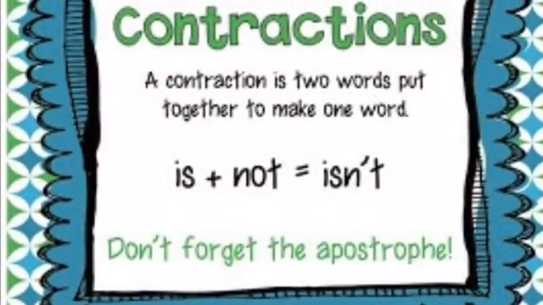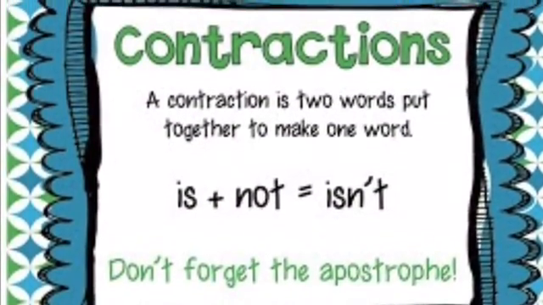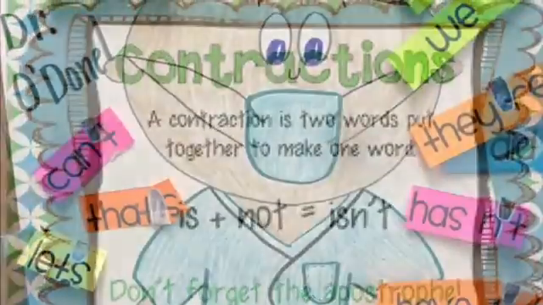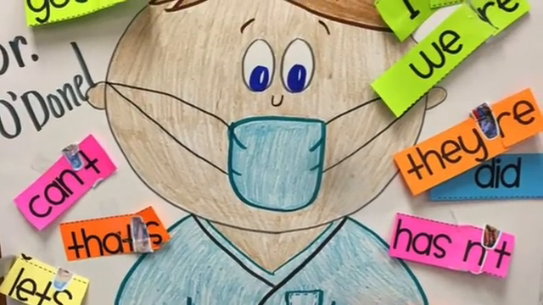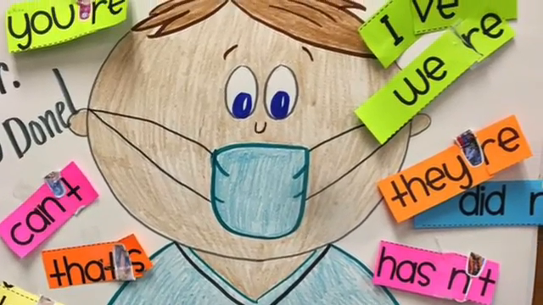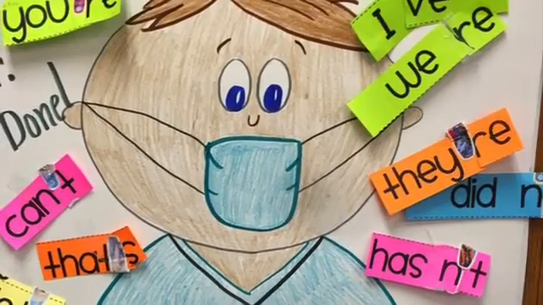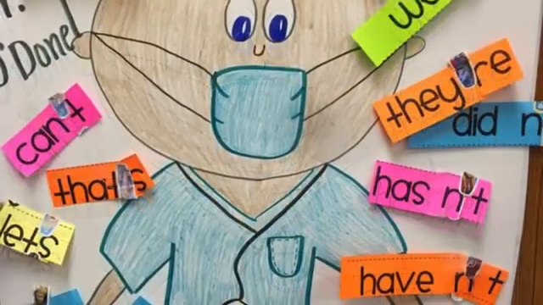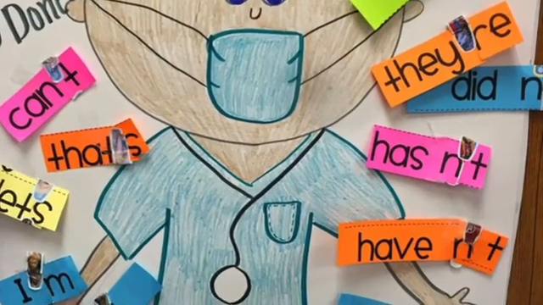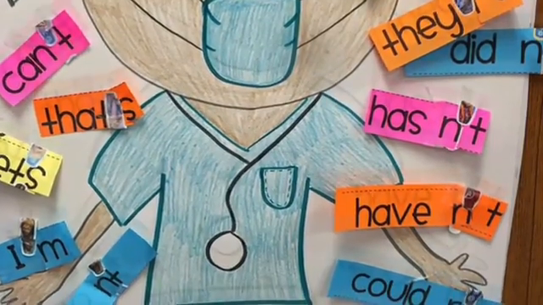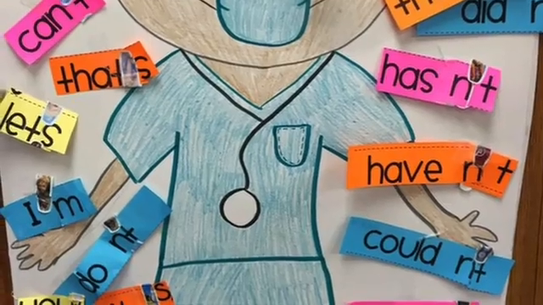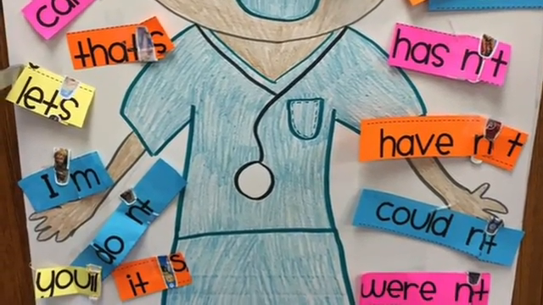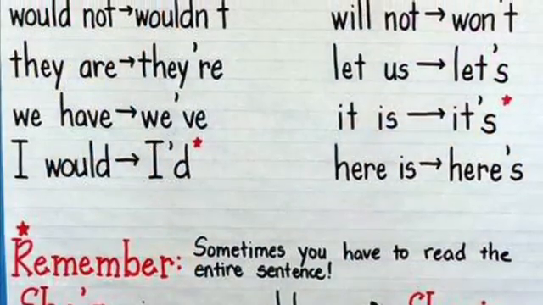All right, going specifically into contractions. A contraction is simply a shortcut that we take when speaking and writing. The word contract means to squeeze together, and that is all a contraction is. It's two words squeezed together to make one word. Notice this doctor here, he squeezed the two words together and instead of an apostrophe, he used a Band-Aid.